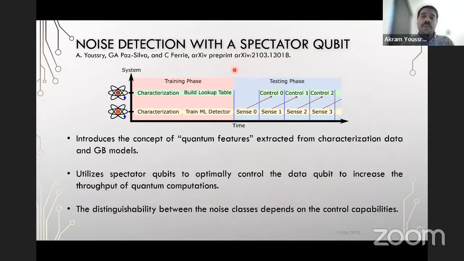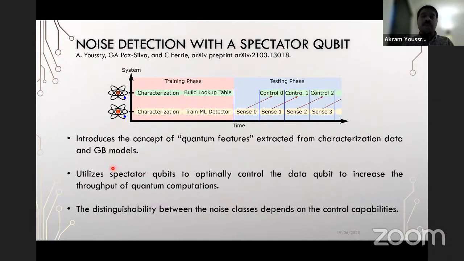The protocol we had in this work was to add another qubit. We call it the spectator qubit. It sits physically near your qubit so that they are affected by the same noise, the same environment. And instead of measuring your data qubit, your main qubit, you measure the spectator, and extract information from it, from which you can say, okay, I know what the noise is that's affecting the environment, and then I can apply the optimal pulses. So it's a kind of a sensor, essentially.